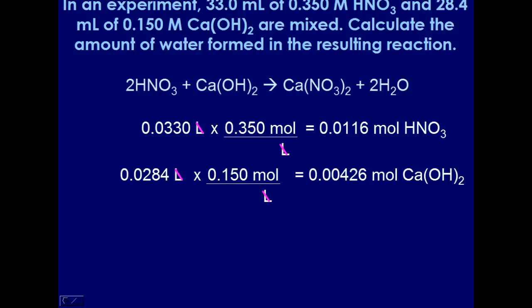If we look right now, it appears that calcium hydroxide is going to be our limiting reactant because it is the smaller quantity in moles. Even if we take a look at the coefficients up here, we see nitric acid has a 2. If you take half of that molar amount, you're still going to have more moles of nitric acid than calcium hydroxide. So calcium hydroxide is most likely going to be our limiting reactant.